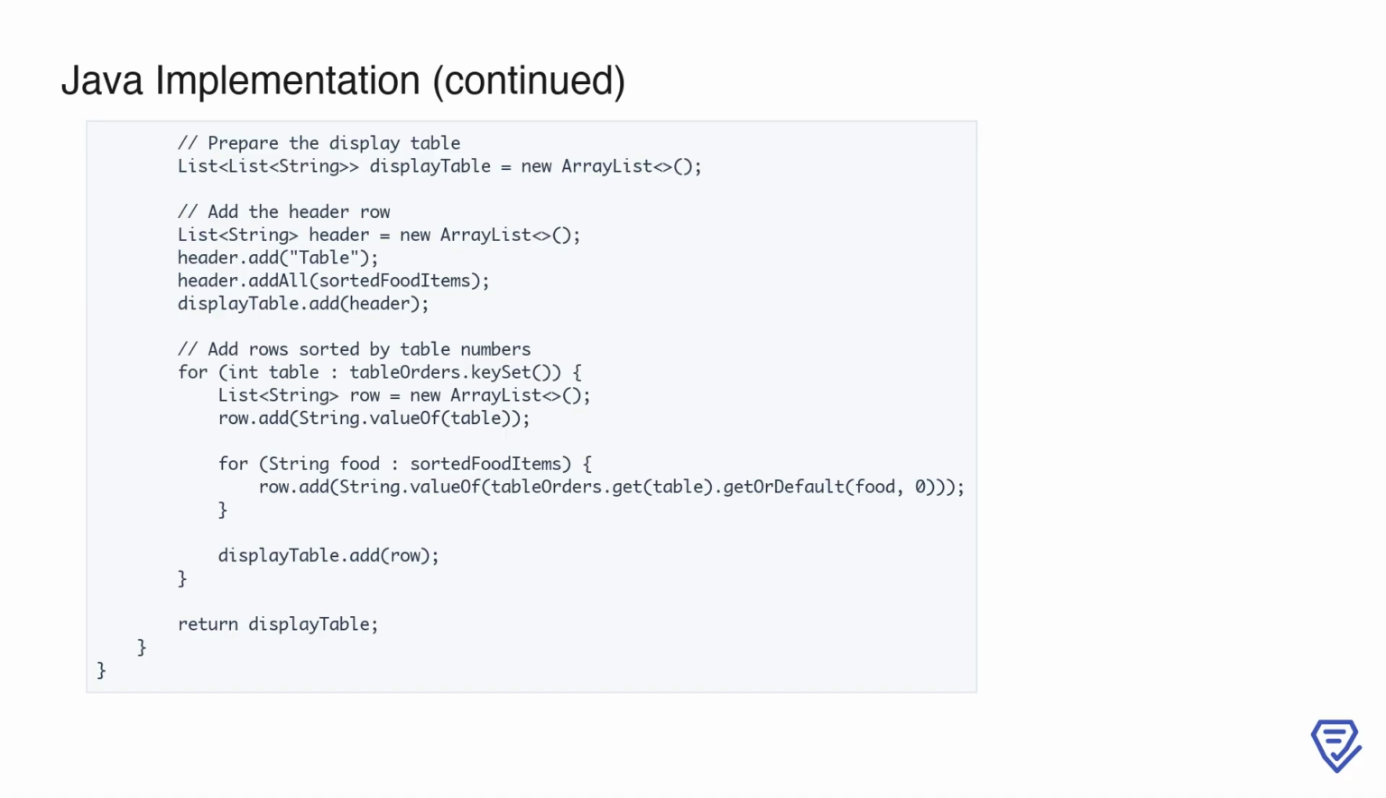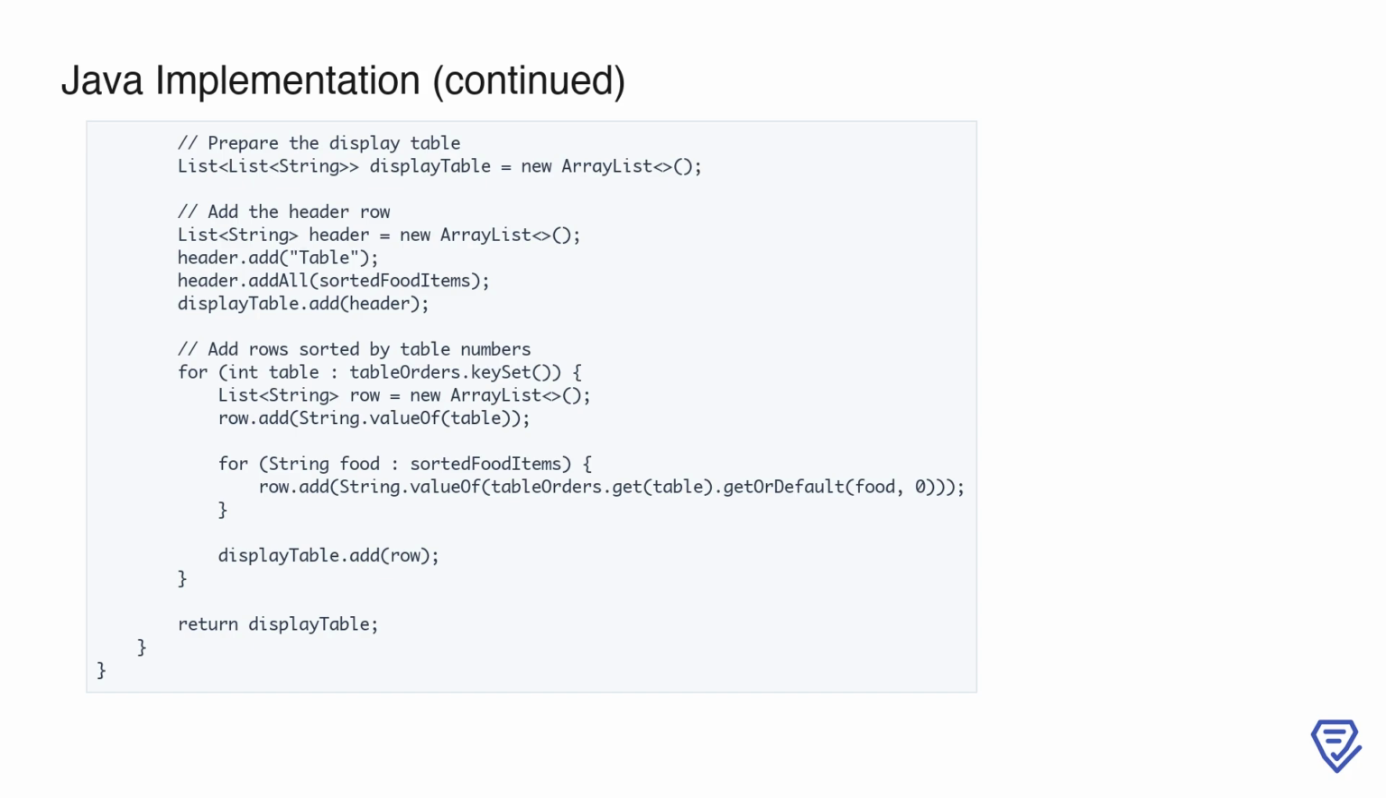Now that we have the sorted list of food items and the table-wise food counts, we move on to constructing the display table. We start by creating an empty list called display table to store all rows of the table. The first row is the header row, which includes the column names. It begins with the string table followed by all the sorted food items. This header row is added to the display table.